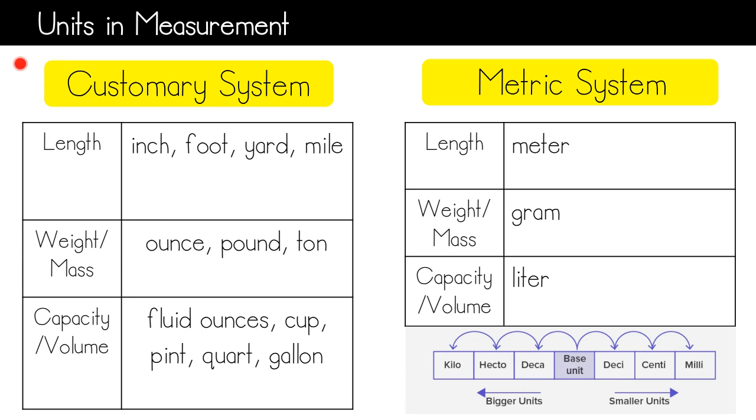So let's first look at the customary system. We have our length, we have our weight/mass, and here we're looking at what we call weight, and then we have our capacity, or volume, and we in the United States really refer to it as capacity. So for length, you have inch, foot, yard, mile. For weight, you have ounce, pound, and ton. For capacity, you have fluid ounces, cup, pint, quart, and gallon.